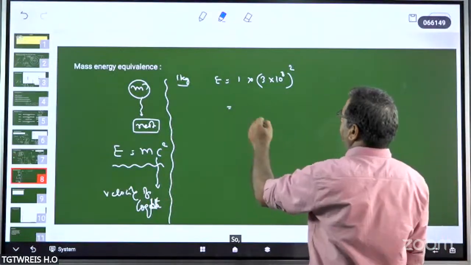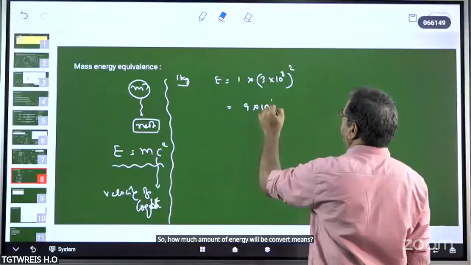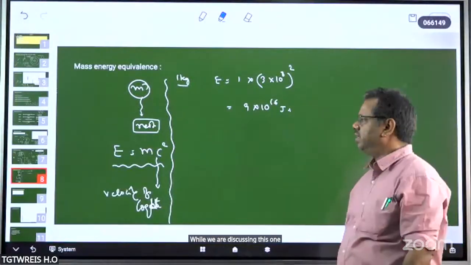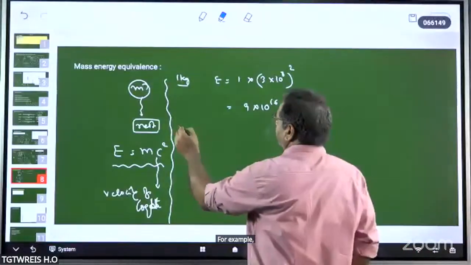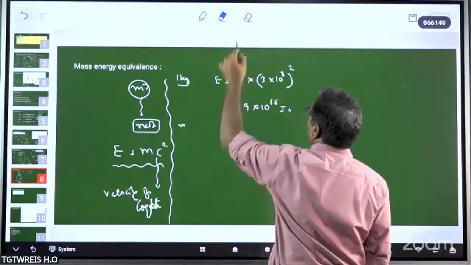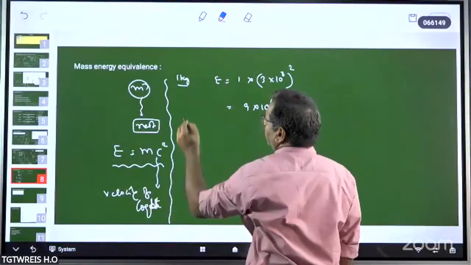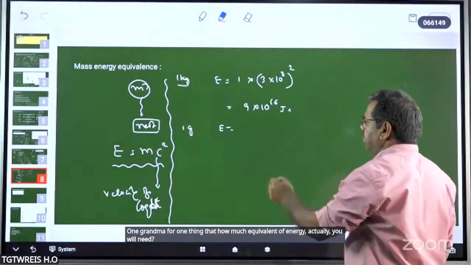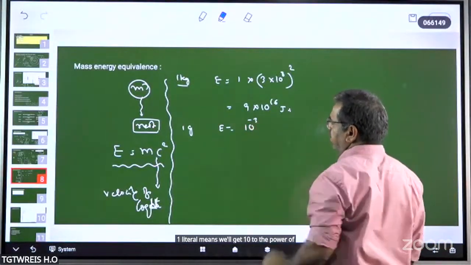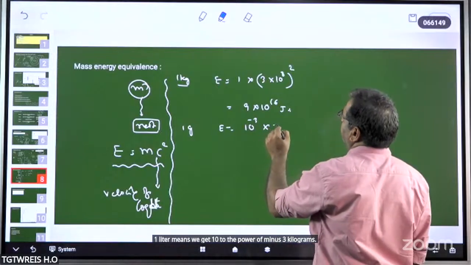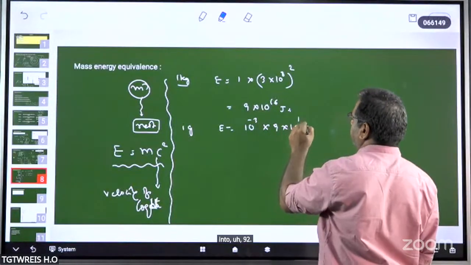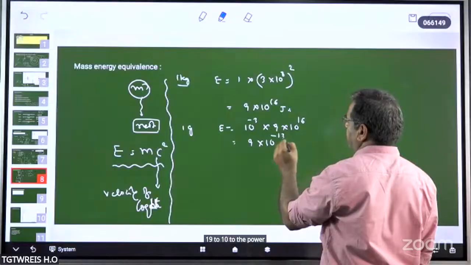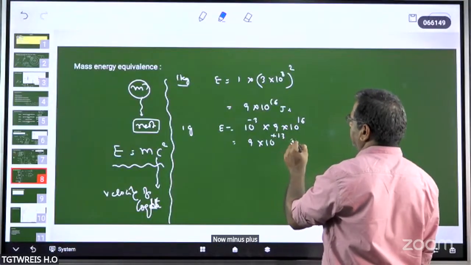So how much energy will come out? 9 into 10 to the power of 16 joules. Why are we discussing this? Just now we will come to understand. For example, if 1 gram of mass is there, how much equivalent energy will you get? 1 gram means 10 to the power of minus 3 kilograms into 9 into 10 to the power of 16. That is, we will get 9 into 10 to the power of plus 13 joules of energy actually.